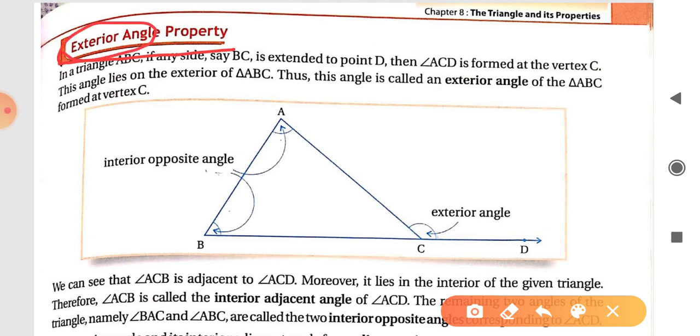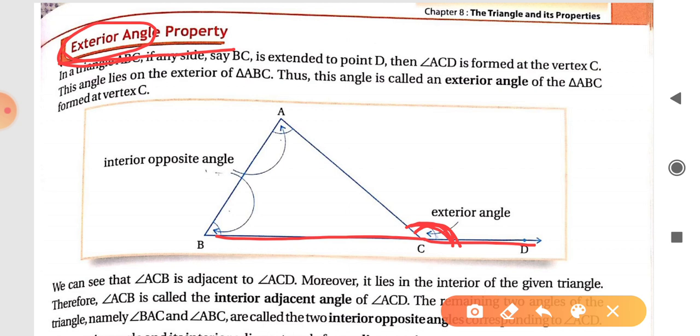Exterior angle always lies in the exterior region of the triangle. Let there be a triangle ABC. ABC is any triangle and BC is extended to point D. The side BC is extended up to point D and here an angle is formed, ACD. Angle ACD is formed in the exterior region of this triangle. So this angle is known as exterior angle.